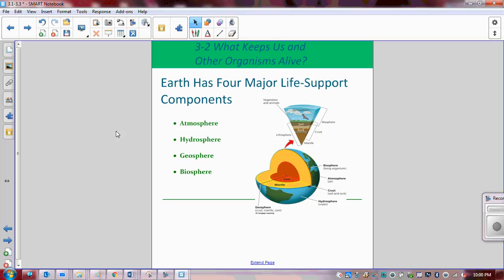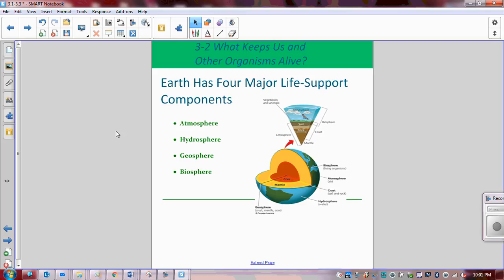So we have our major life support components, and we talked about these a little bit in the first lesson. We have the atmosphere, which is the blanket of air that surrounds our planet. All of our life actually exists within a very small part of our atmosphere, the part closest to the ground. We all exist within about 1.5 to 2 miles of the surface of the planet, which is where all life occurs. It's actually where all weather occurs also. So the layer of our atmosphere that's really close down to the Earth is the most important.